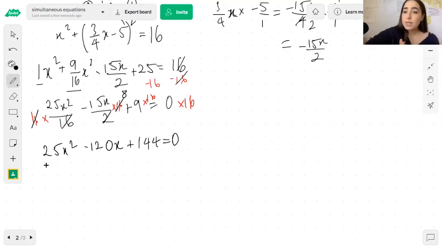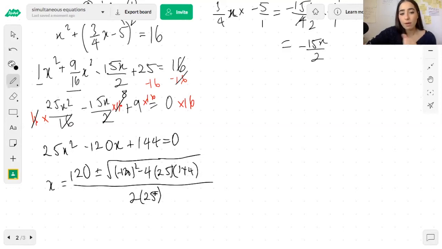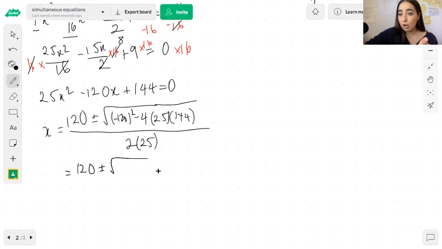So in order to solve this quadratic equation, I'm going to use the quadratic formula. So x equals negative b, so it's negative 120, so that's a positive 120, plus or minus the square root of b squared, so 120 squared, minus 4, a, which is 25, c, which is 144. And that's all over 2a, 2 lots of 25. I'm going to clean what's underneath the surd. So I'm going to put everything that's underneath the surd into my calculator.